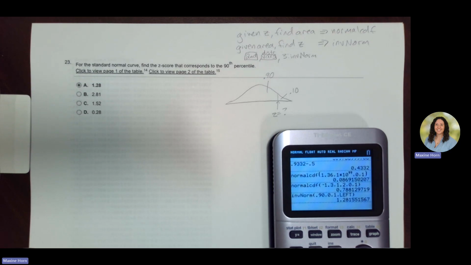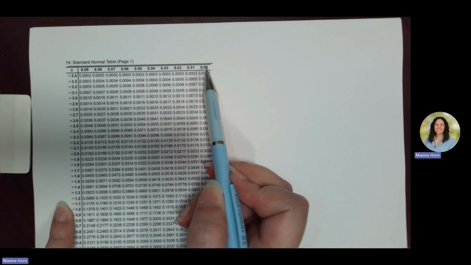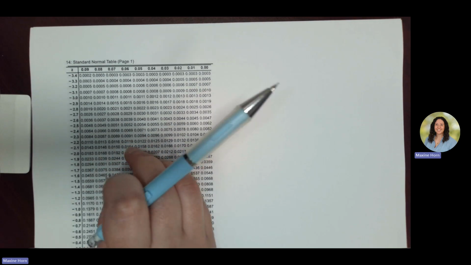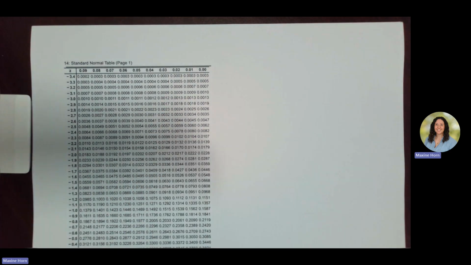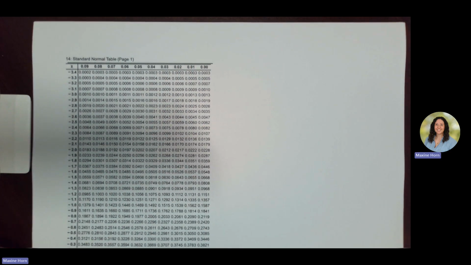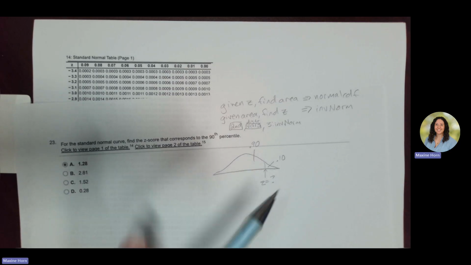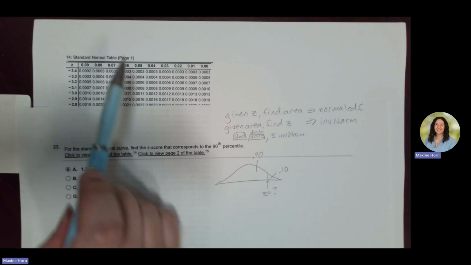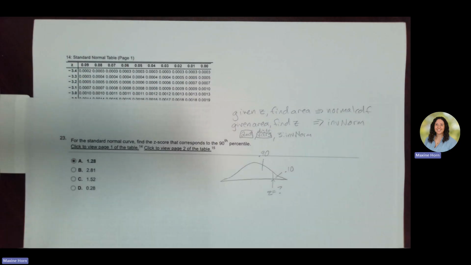Okay, so what if we were using the table? Okay, I do have the table here. Before, when we were using the table, we found a z value and we said, okay, where does that intersect? And we found our answer in the body. Well, now it's the other way around. We have to find the area in the body and then look to the outside to see what it corresponds to. Okay, so we're looking for an area of 0.9 because that's the area to the left and that's what the table gives us, right? The table always gives us the area to the left of whatever z-score it's looking at.